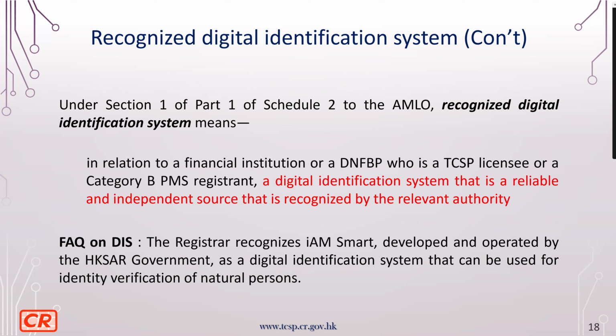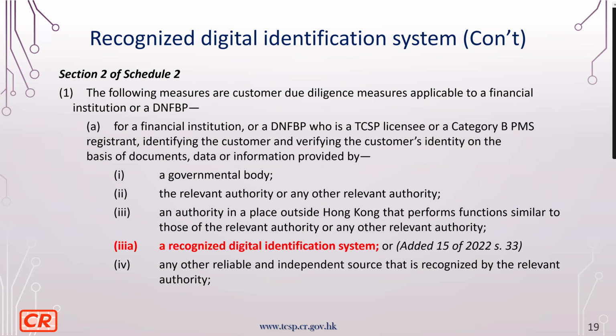One may wonder, what exactly is a recognized digital identification system? Recognized digital identification system means, in relation to a TCSP licensee, a digital identification system that is a reliable and independent source recognized by the registrar of companies. We have posted on our website a FAQ under the topic Digital Identification System to inform all TCSP licensees that the registrar recognizes iAM Smart, developed and operated by the Hong Kong SAR government, as a digital identification system that can be used for identity identification and verification of natural persons.